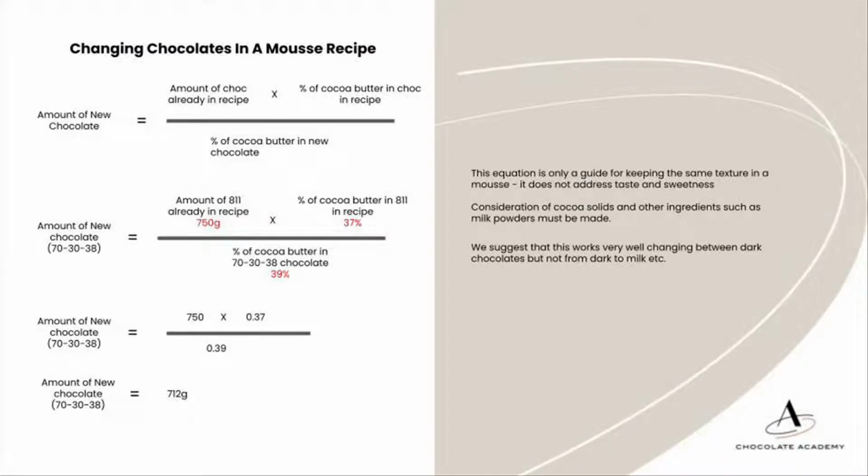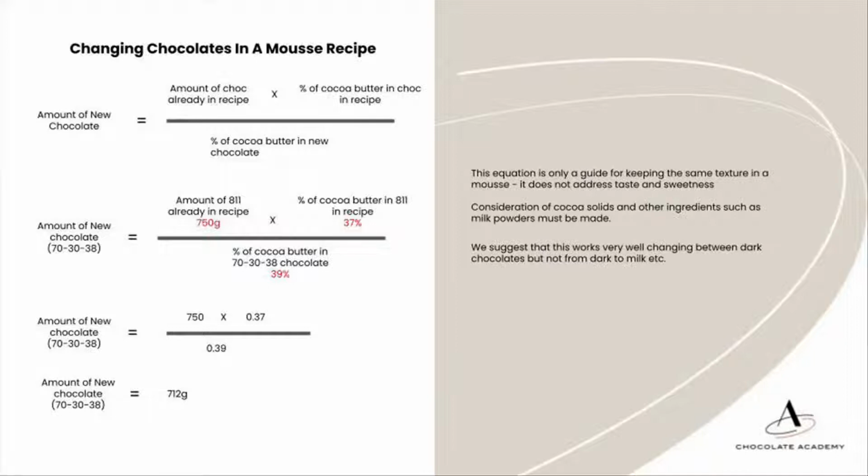Oh, right. Another question. So if I want to change my chocolate, how do I do that? So if you have a recipe that says 50% chocolate, or if we have a recipe that's say 811, which is a 54% chocolate, and I want to change it to a 70%, how do I do that? Because if I just change the chocolate and I didn't think about the extra cocoa butter that was in my chocolate, then it's going to be a much firmer mousse compared to the 811 mousse.